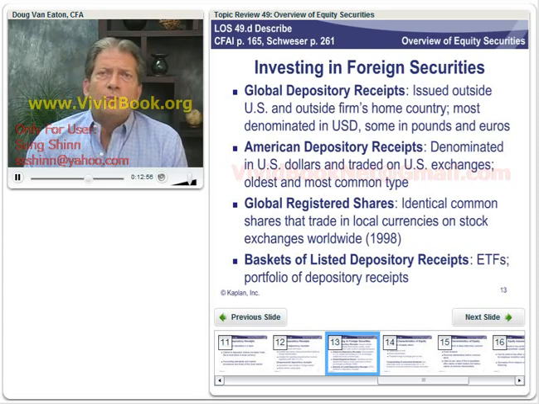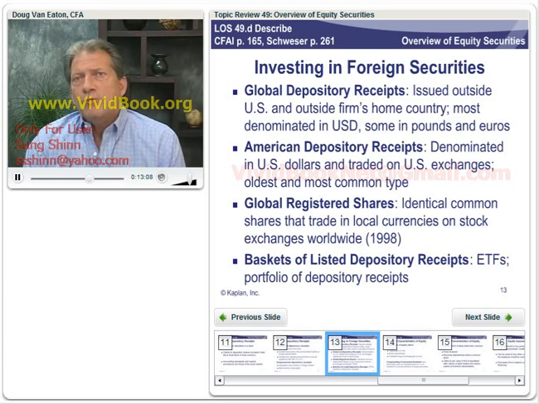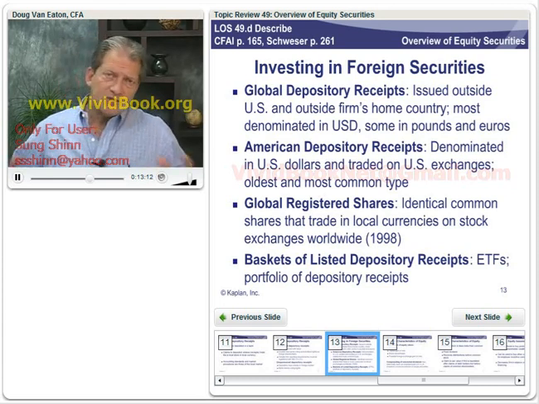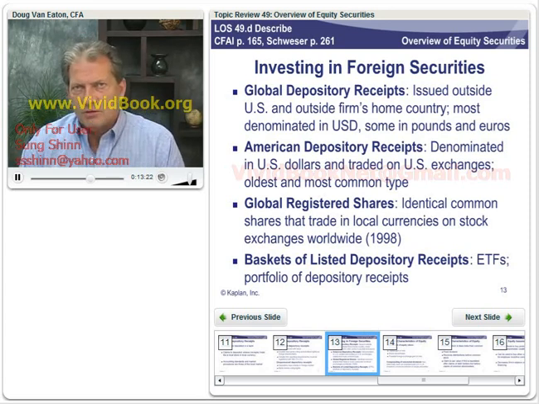Now, American depository receipts, that's the oldest and most common type. These trade in U.S. markets, either over-the-counter or on U.S. exchanges. They're denominated in U.S. dollars. We refer to these as ADRs. Okay? So, foreign companies issue depository receipts in the U.S., American depository receipts. Outside the U.S., they're called global depository receipts.